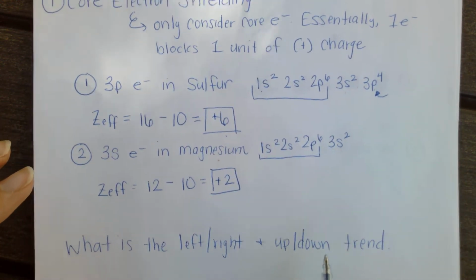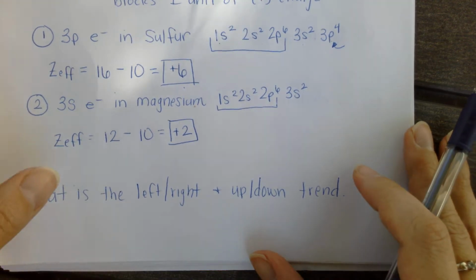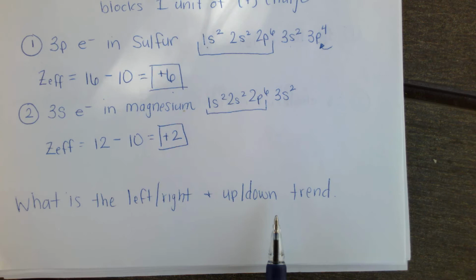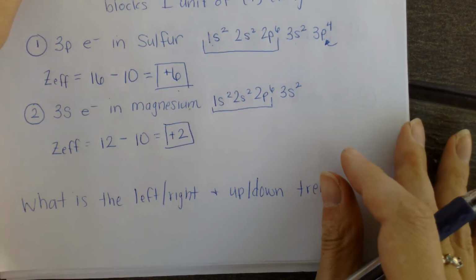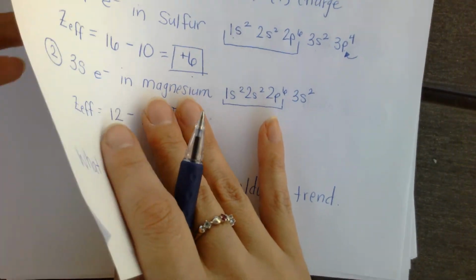For up-down, to understand why it increases that way, think of the energy levels. For our up-down trend, I'm going to draw a nice large sketch. Let's talk about why it would increase for the up-down.